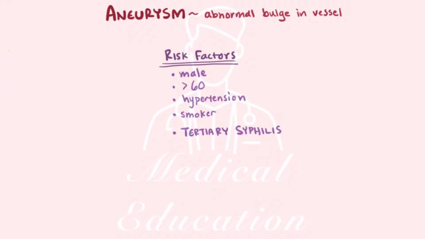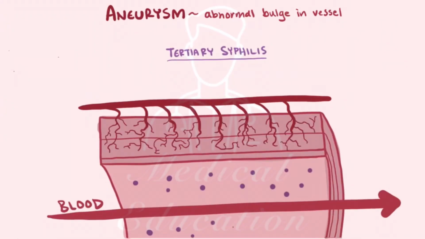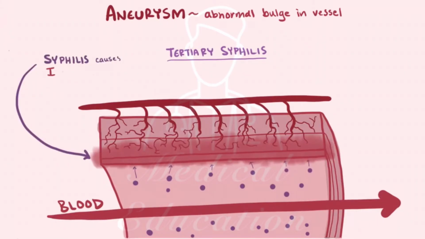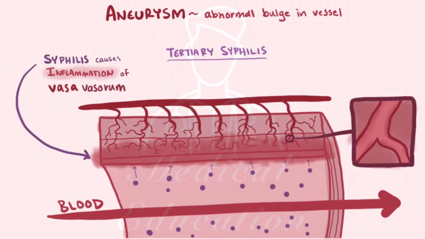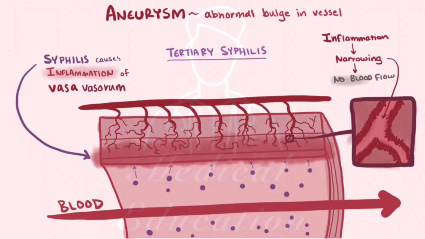If we look at tertiary syphilis, it affects the vasa vasorum as syphilis causes inflammation in the tunica intima of the vasa vasorum, which again are those blood vessels that deliver oxygen to the thick walls of the larger blood vessels. And this ultimately leads to a narrower lumen and restricted blood flow to the vascular walls of the thoracic aorta, causing atrophy.